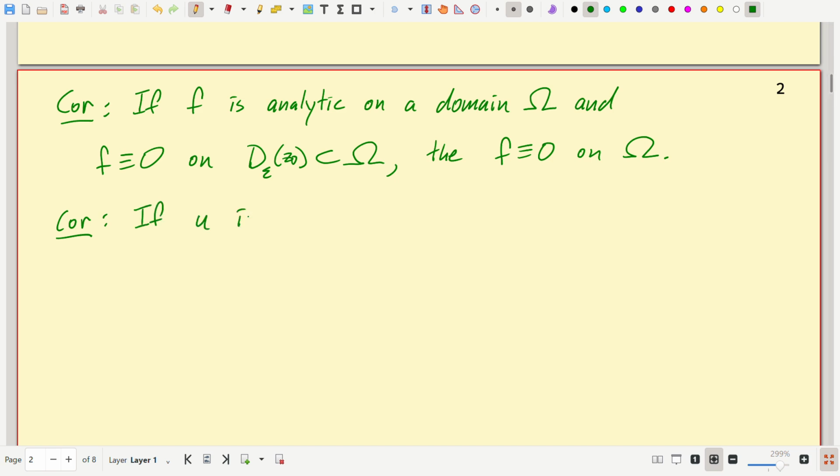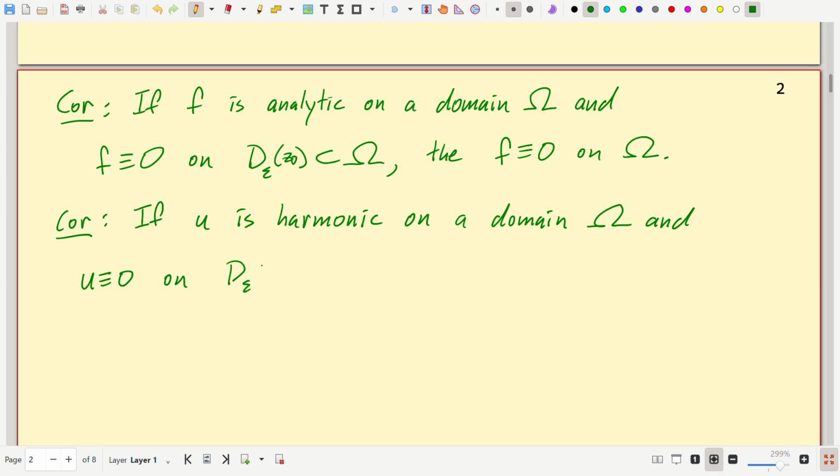So if U is harmonic on a domain omega, and U is identically 0 on a little disk contained in omega, then U is identically 0 on the whole thing. You have to be a little bit sneaky to show this.